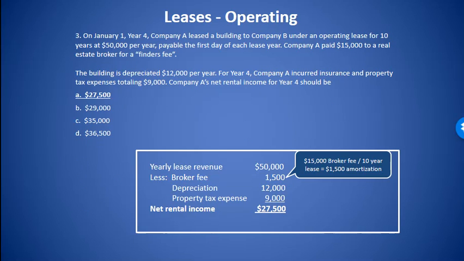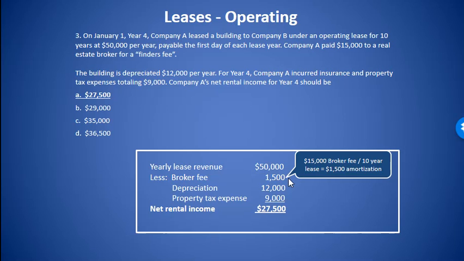Okay, the answer to number 3. Again, the question is basically, what is Company A's net rental income for year 4? And the answer in this case is A, $27,500. We take our yearly lease revenue of $50,000. From that, then, we subtract out our broker fee.